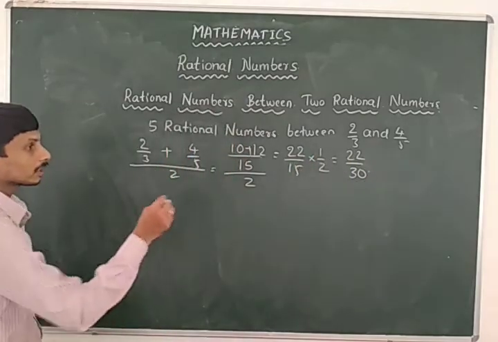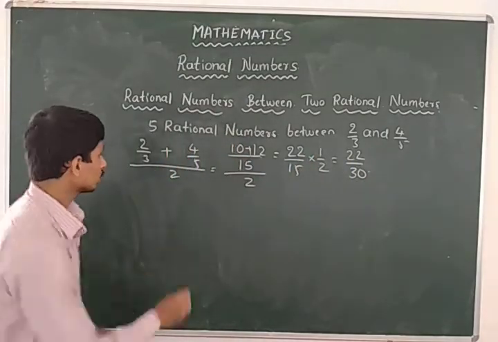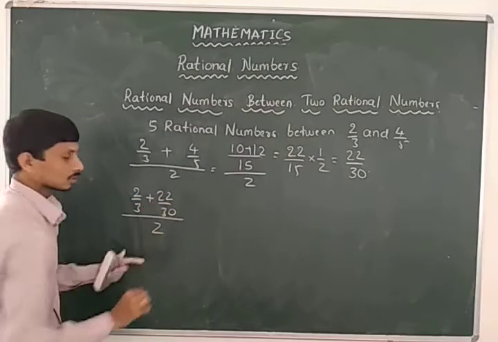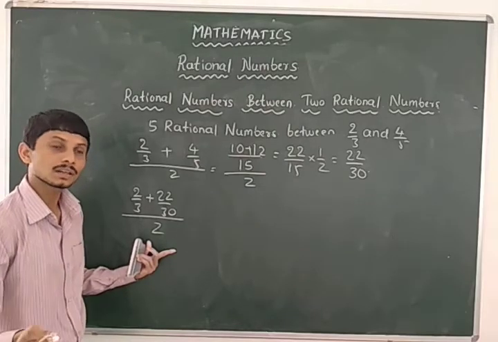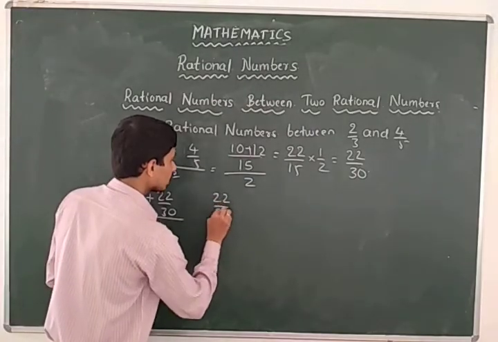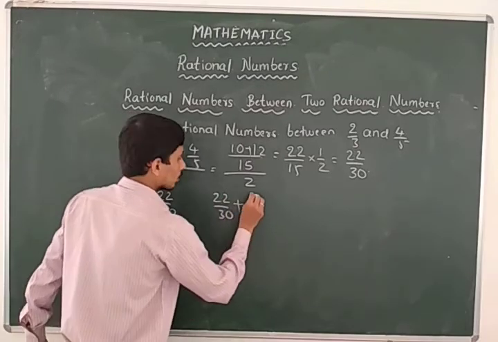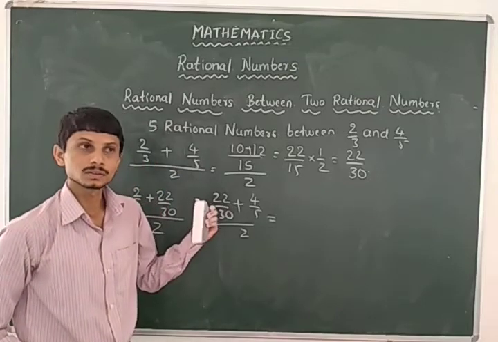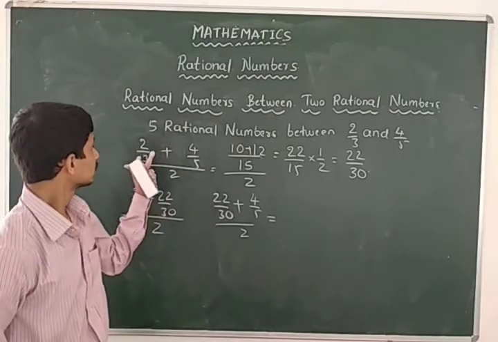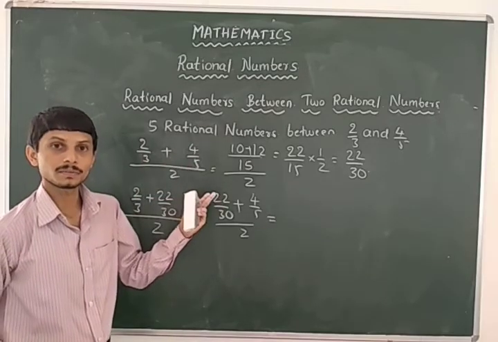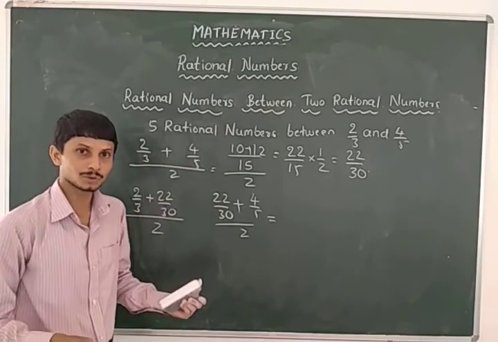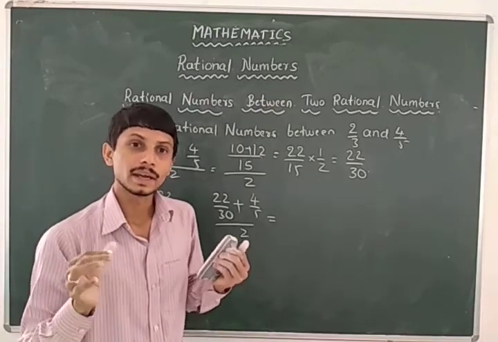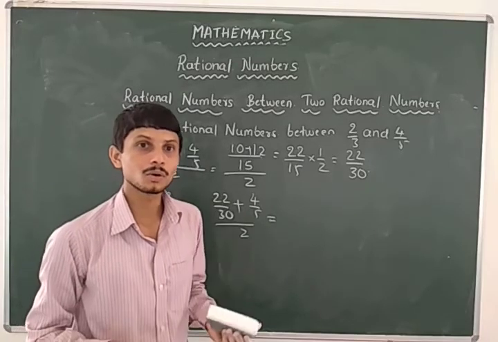So also, 22 by 30 we can consider, and between 2 by 3 and 22 by 30, if we divide by 2, there is also a number. Also 22 by 30 plus 4 by 5 divided by 2 is also a number. All are lying between these two numbers, 2 by 3 and 4 by 5. Likewise, this method is also useful for finding the rational numbers between any two rational numbers.